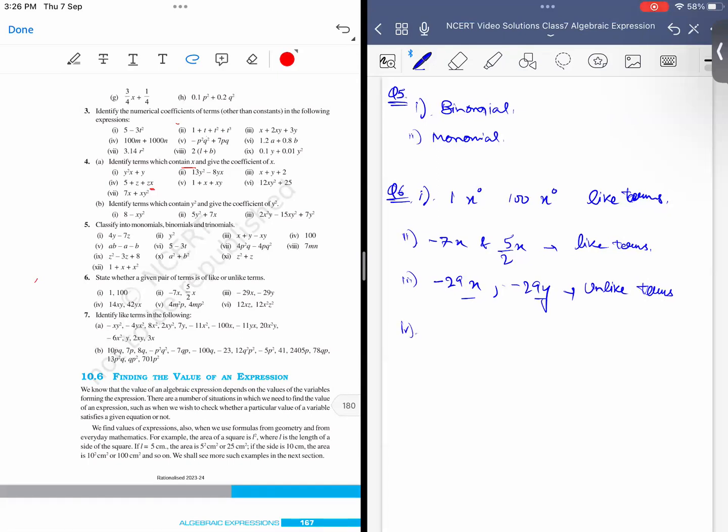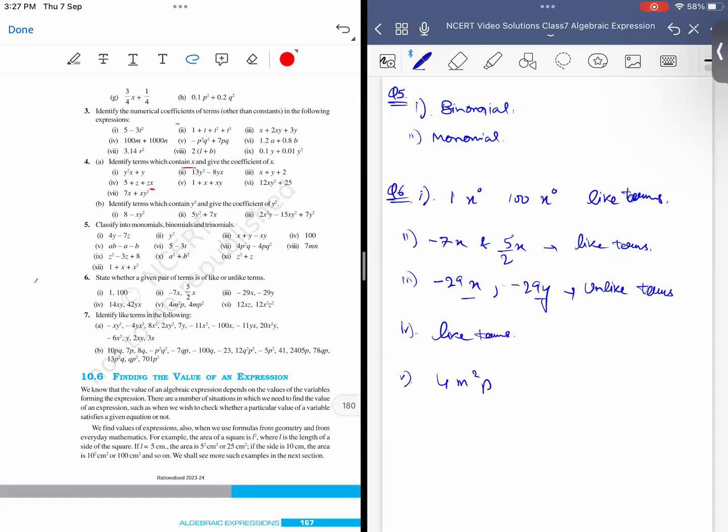Question 4, 14xy and 42xyx. They have the same variable factors, so they are like terms. The fifth one is 4m square p and 4m p square. No, they have different variable factors. So they are not like terms, they are unlike.